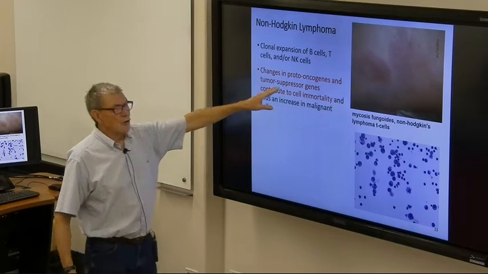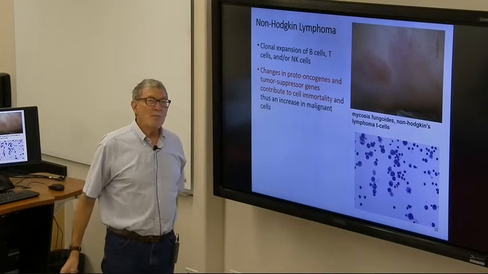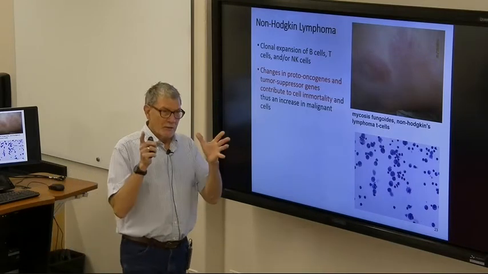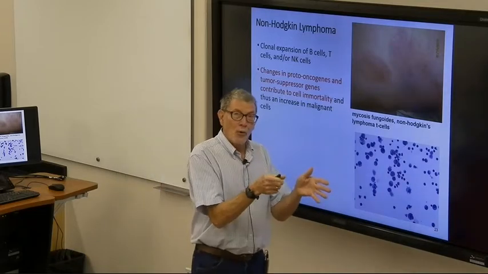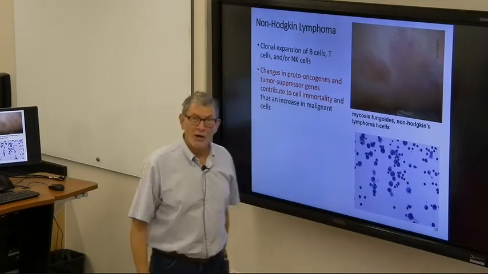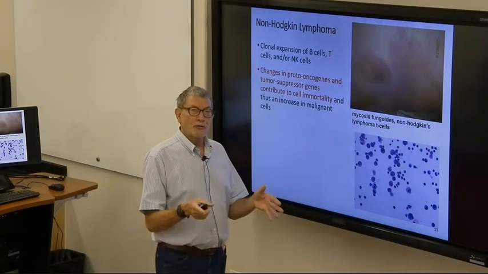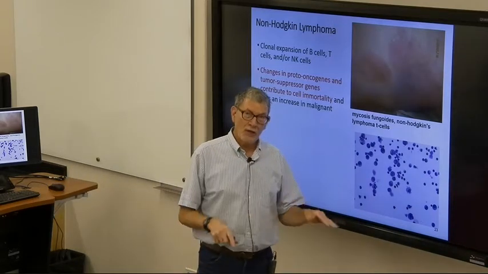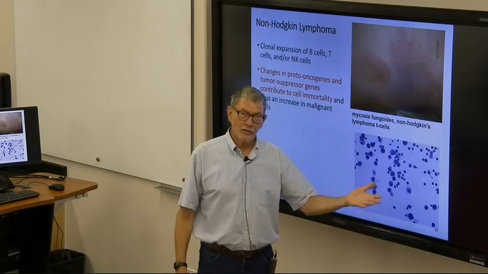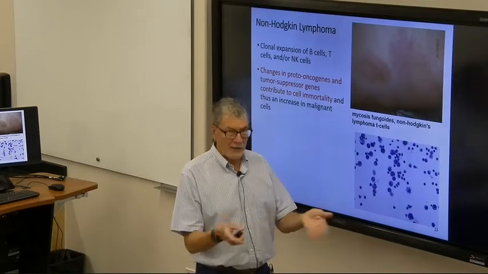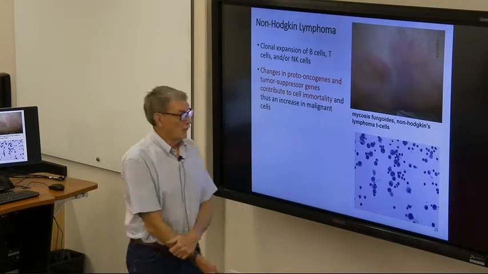Some of the pro-oncogenes, that epigenetics changing, affecting pro-oncogenes, turning them into oncogenes, removing some of the tumor necrosis factor, the tumor suppressors, and thus allowing cells to become immortal so that they can replicate forever.